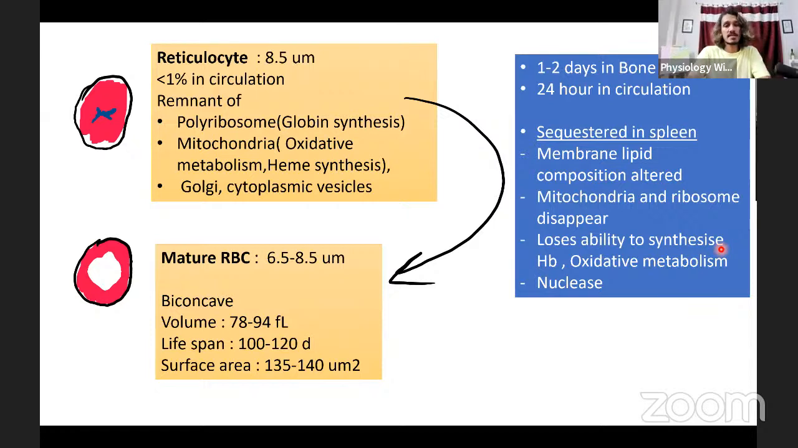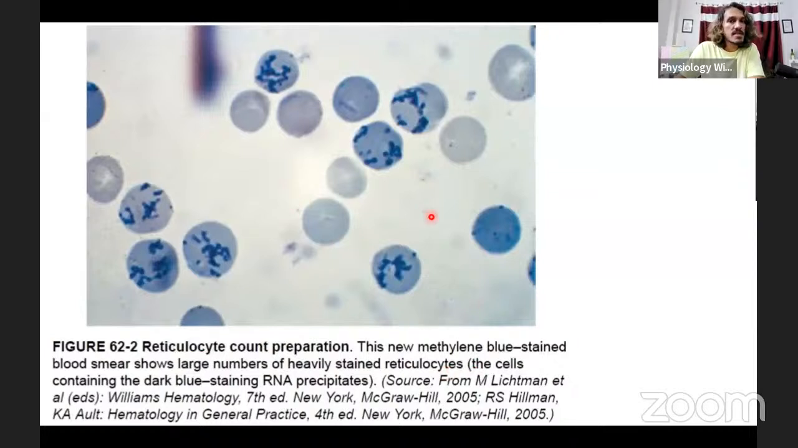Your mature RBC usually has a range of 6.5 to 8.5 micrometer. It is biconcave, has a volume of 78 to 94 femtoliter, and a lifespan of around 100 to 120 days. So this is a microscopic diagram of your reticulocyte with the fragments that you can see, and these are all the mature RBCs that you see.